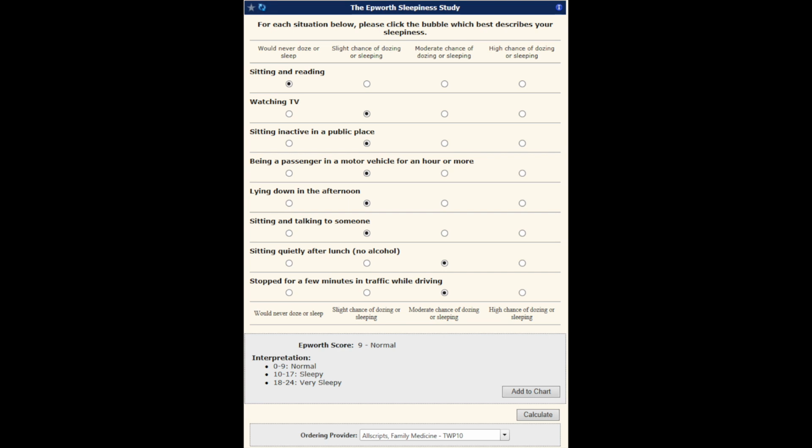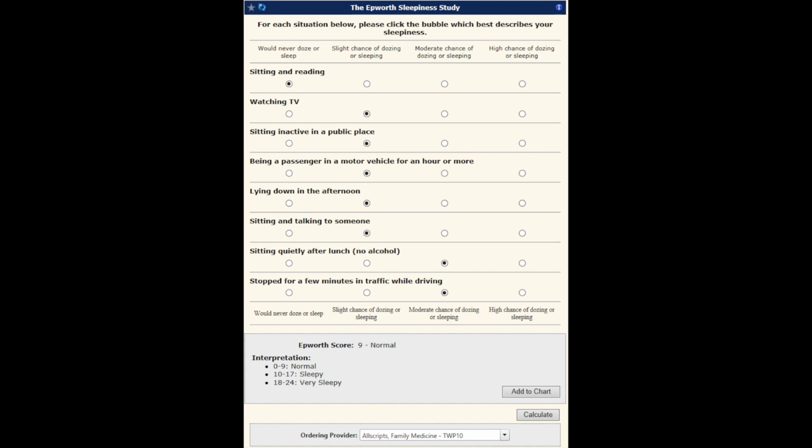This is a copy of the Epworth Sleepiness Study, or Epworth Sleep Questionnaire. This is the screening tool that I spoke about that is not specific for obstructive sleep apnea, but is geared toward gauging a patient's daytime sleepiness.